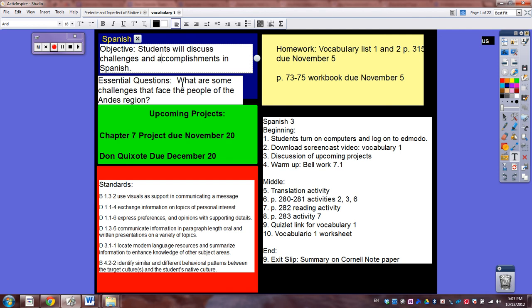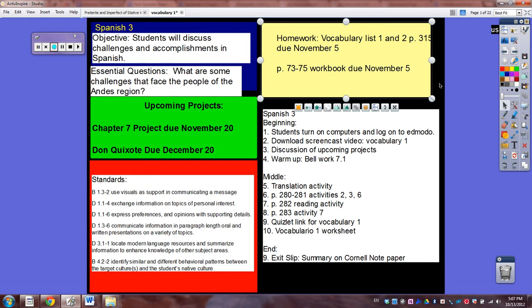Upcoming projects: you have a Chapter 7 project. It's going to be due November 20th. I'll just explain it in a minute. And you have a Don Quixote. You're going to read your first novel, and it's due right before we go out on Christmas break. So this is something that you can be working on when you get a free minute. And for those of you who like to jump ahead, this will give you something to do other than pester me about not having enough work to do.